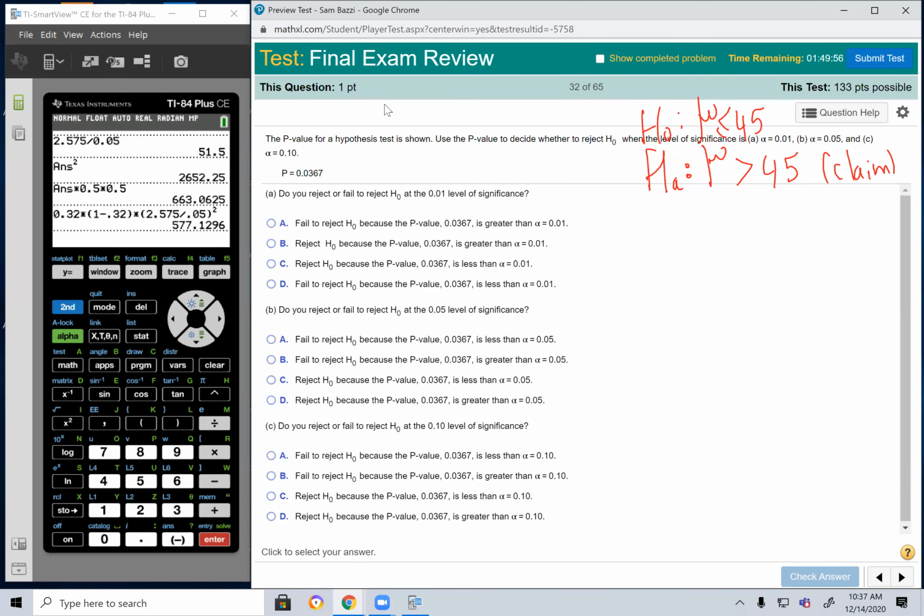Okay. Clear? The p-value for the hypothesis test is shown. Use the p-value to decide whether to reject HO or not. If the p-value is 0.0367 and alpha is 0.01, would you reject HO?